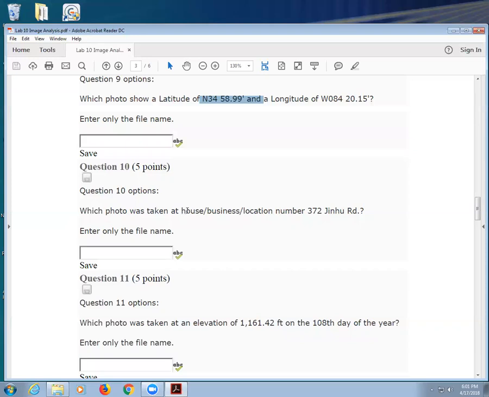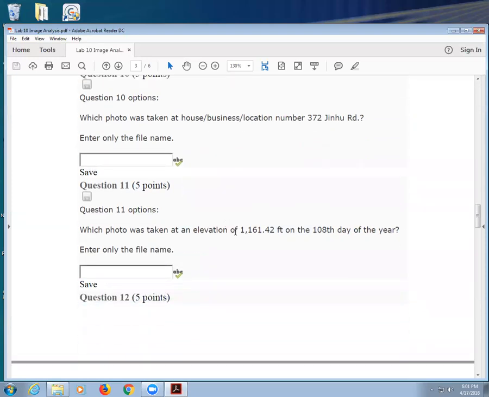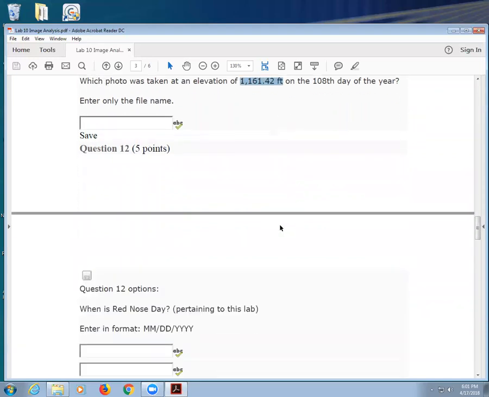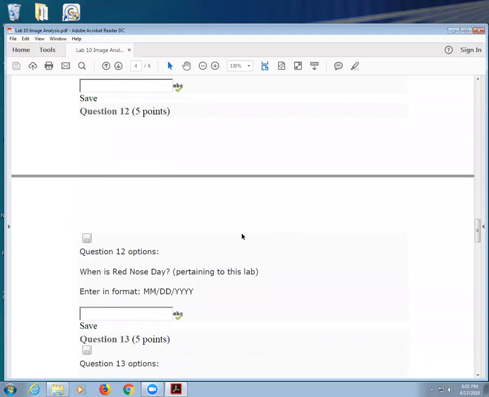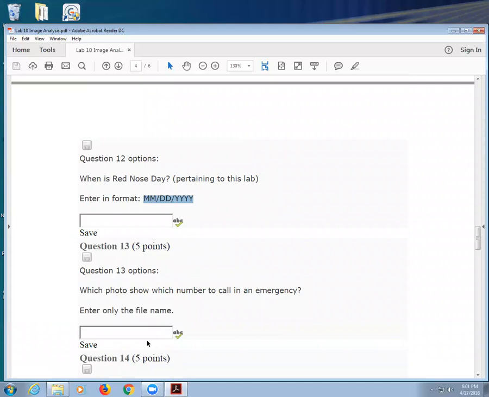Which picture was taken at a house or business or location number 372 Jinhu Road? I got a lot of people everywhere. Which photo was taken at elevation of this many feet on the 108th day of the year? When is Red Nose Day pertaining to this lab? Don't look up Red Nose Day. Make sure you include the month, day, and year. In other words, get the answer from the pictures. Don't get it from Google.